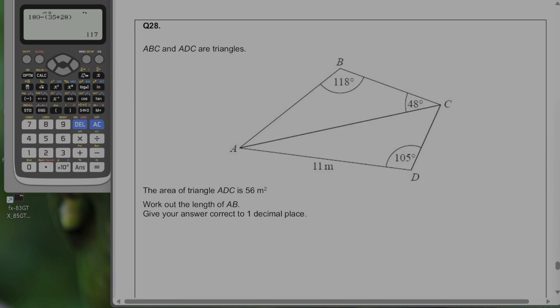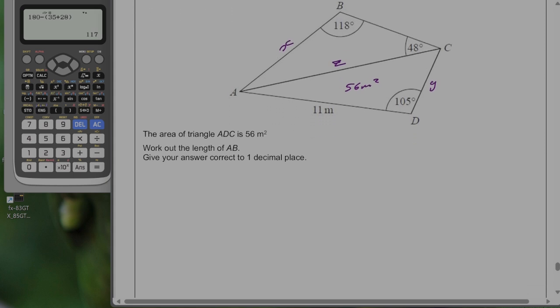Question 28. ABC and ADC are triangles. The area of triangle ADC is 56 meters squared. Find the length of AB. So we want to find this length here. The issue is we're given the area of this triangle. So we're told that that's 56 meters squared. So we are going to use that to find this length here. Oh gosh, and that doesn't get us, we can't then jump straight to x, so we've got to work out this length here first. So we're actually using 3 advanced trig.